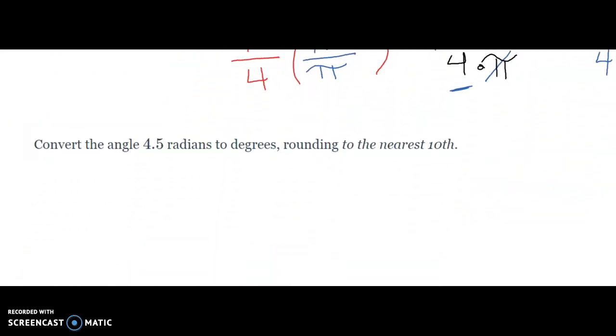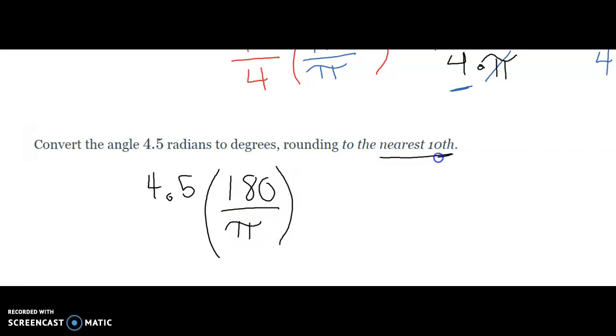This one's a little different, but it's on Deltamath, so I wanted to cover it with you guys. Convert the angle 4.5 radians to degrees and round to the nearest tenth. So again, we're going to take the radian, 4.5, and we're going to multiply it. The formula tells us to multiply it by 180 over pi. Notice that it's telling us to the nearest tenth. So for this one, we're going to want to use our calculator.